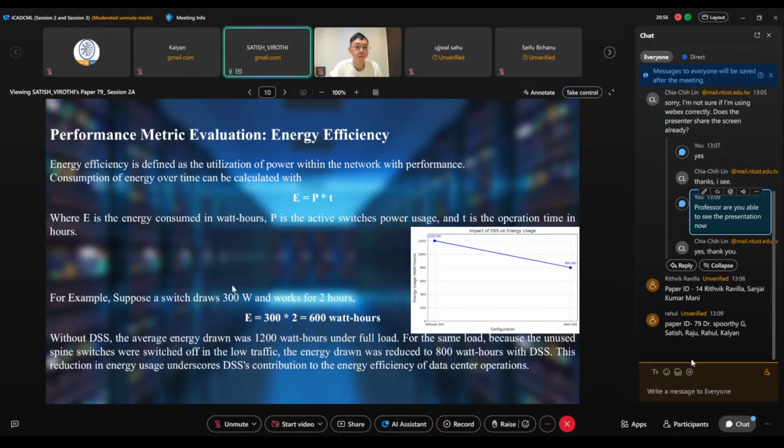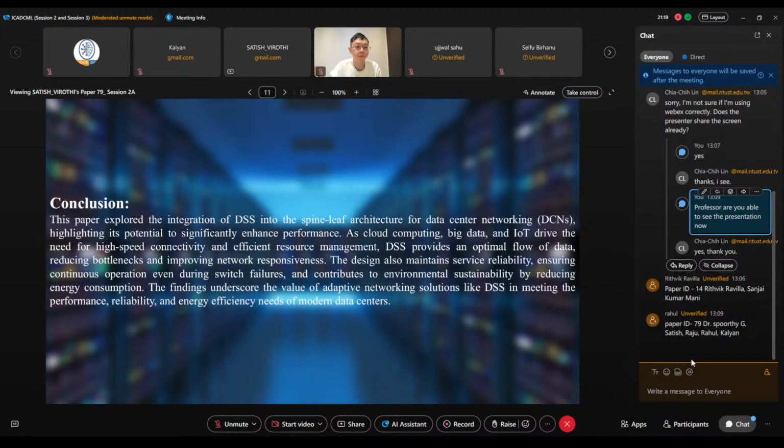Here we can see that without DSS, the switches use more amount of energy, while with DSS we can make it use efficiently and effectively. These are all the metrics that are used to calculate the efficiency of the network using dynamic spine scaling.